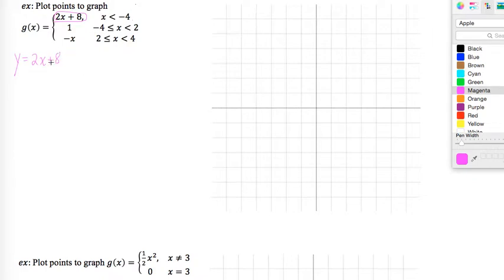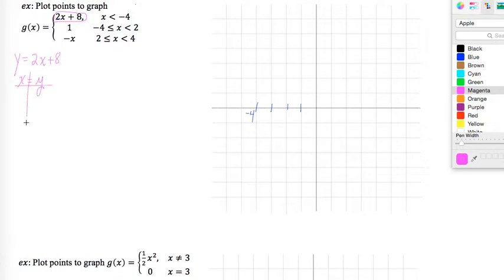Now, yes, it has a y-intercept of 8 and a slope of 2, but I actually don't really want to plot the y-intercept of 8 up here because I only want to graph it for x values that are less than negative 4. So there's negative 4. I only want to graph it out here to the left of negative 4. So I actually am just going to plug in a couple of values.